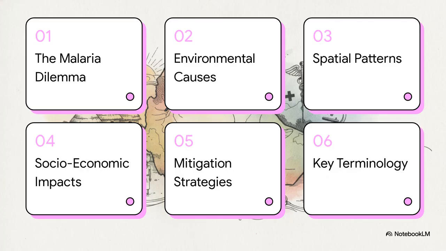Here is our roadmap for today. We'll cover the Ethiopian malaria dilemma, map out the environmental and human causes, trace the spatial patterns, assess the socioeconomic impacts, evaluate mitigation strategies, and finally, wrap up with a summary of key terminology.